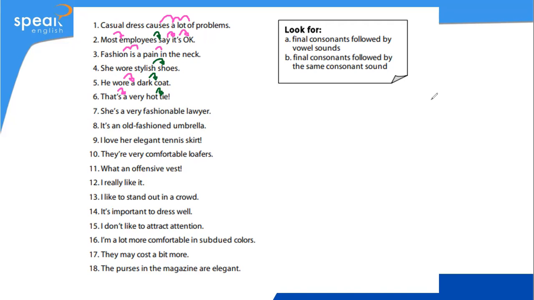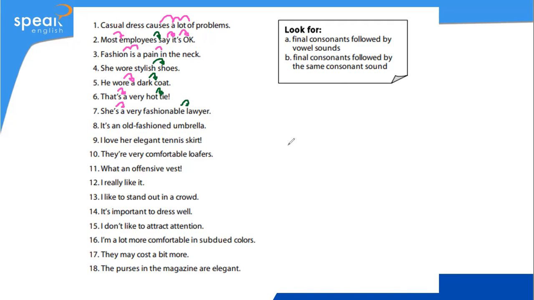Number seven, let's see, what do you see? Consonant plus vowel? Or similar or same sounds? Or do you see both? Okay, let's start off with consonant plus vowel. Where do you see it? She's a. Okay, she's a. All right, very good. Where do you see same or similar sounds? Fashionable lawyer. You see, like it's only one. So Heidi, can you help us read the full sentence? Sure. She's a very fashionable lawyer. One more time. Lawyer, right. Very good.